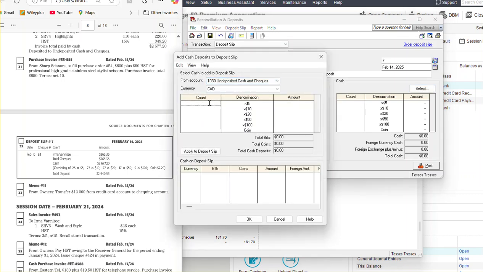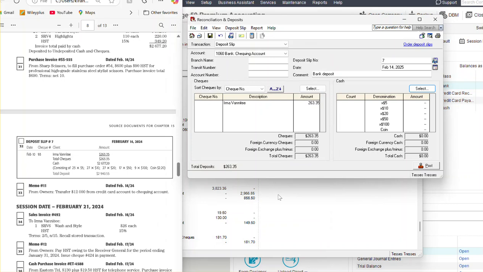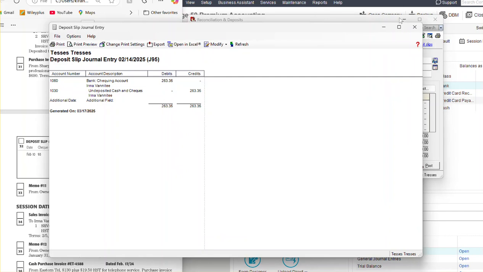23, 27, another 27, you are going to 17, 9, and the coins were $2.20. Again, this is your slip number 7. So if I were to show you the displaying the transaction for your slip number 7.